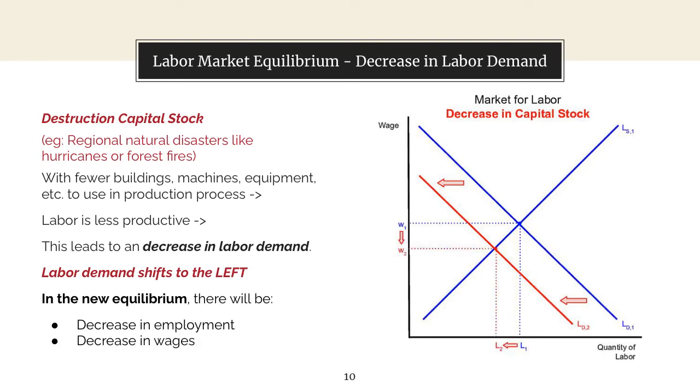Let's label the new equilibrium W2 and L2. We can see that there is a decrease in employment as a result and a decrease in wages.